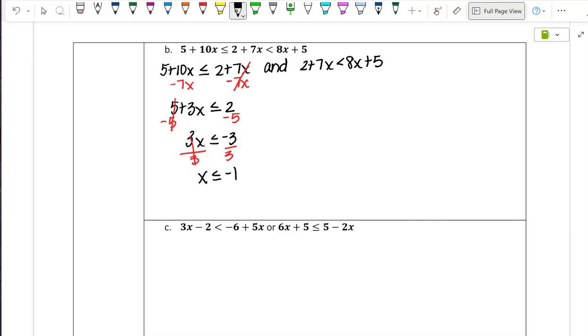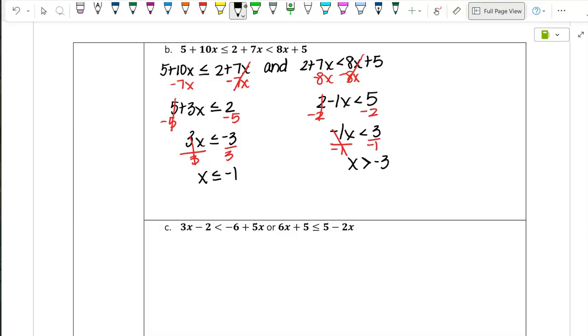And then I need to go over to the next inequality. 2 plus 7x is less than 8x plus 5. So again, you can choose to move the 7x to the right. I'm going to move the 8x, so I'm going to subtract 8x from both sides. So 2 minus 1x is less than 5. Subtract 2 from both sides. Negative 1x is less than 3. Divide both sides by -1. And we get x is greater than -3.